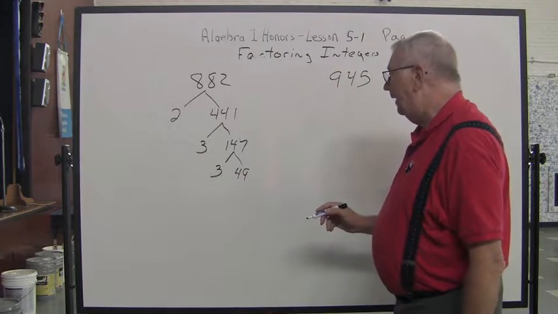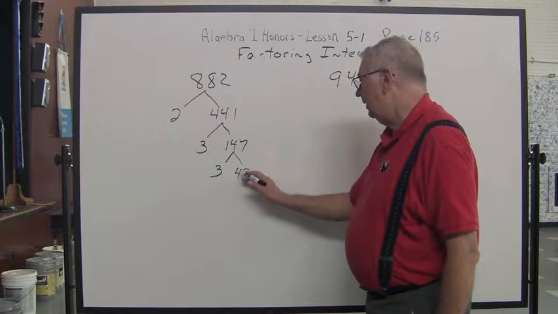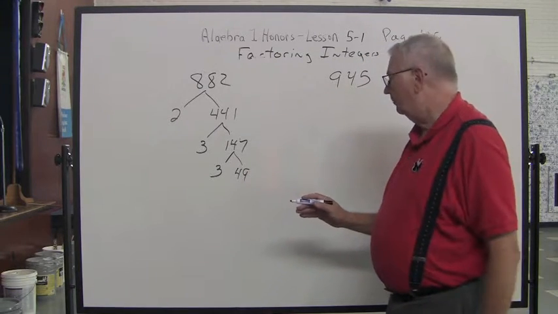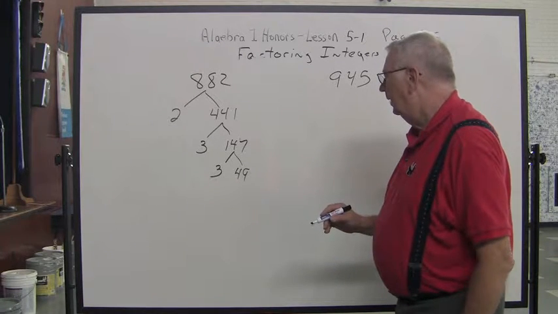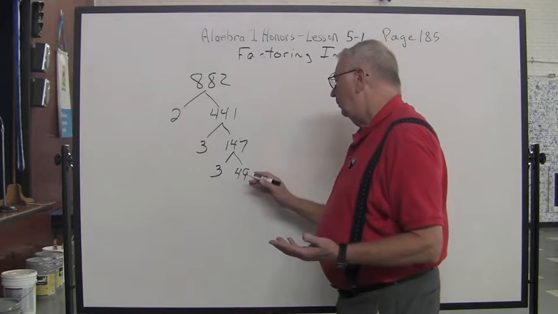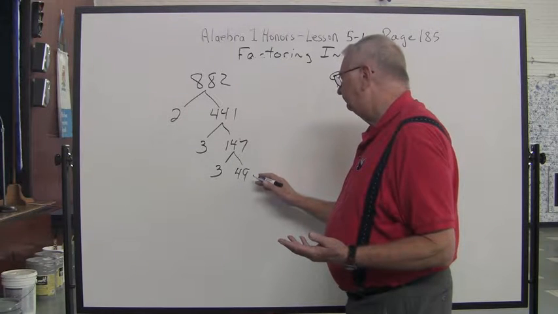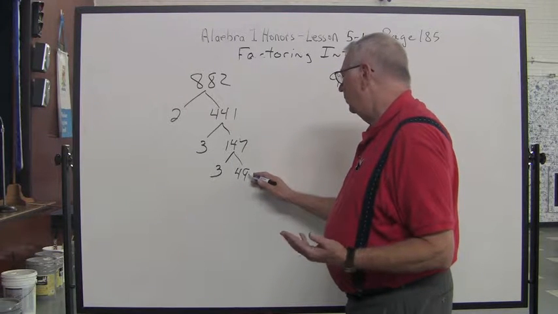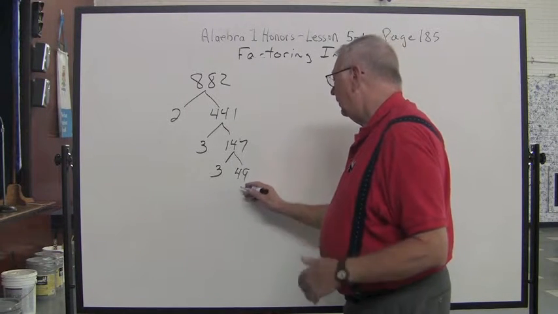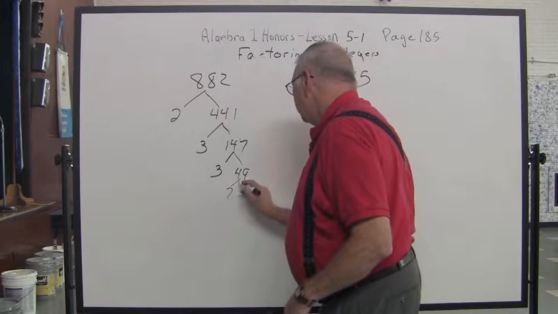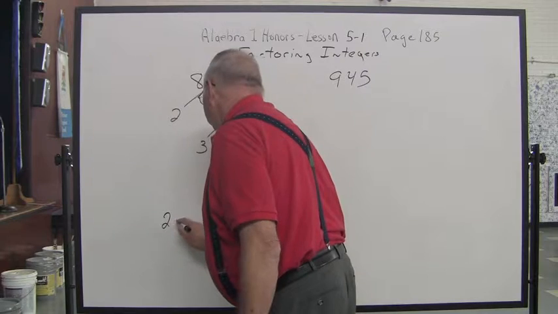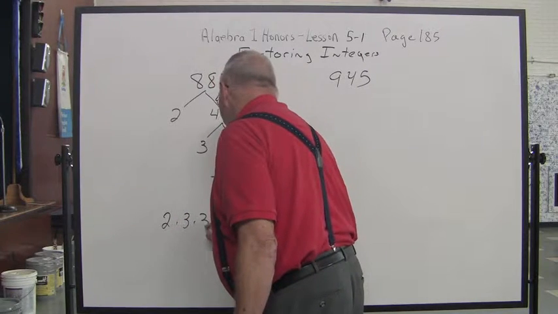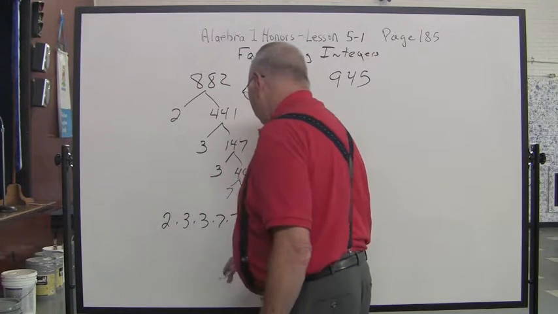Now I look at that and I say, if I sum the digits there, I get 4 plus 9 is 13. 3 does not go into 13. I go to 5, my next prime. It's not going to work for 5. My next prime is 7, and so this becomes 7 times 7. So I end up with 2 times 3 times 3 times 7 times 7.